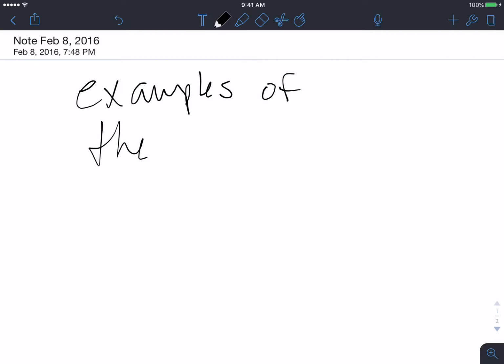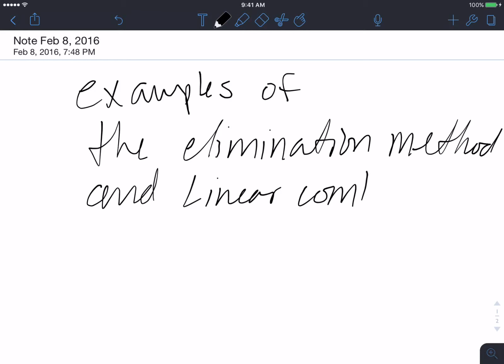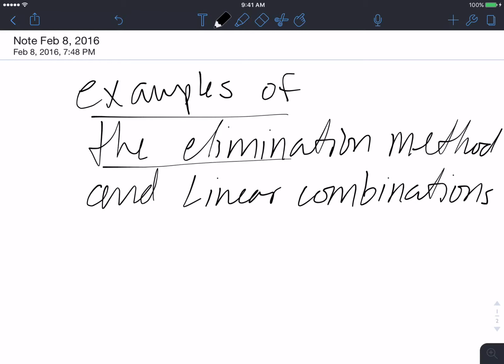Alright everyone, so today we're going to be doing examples of the elimination method and linear combinations. Okay? Kind of a long title here, but you'll get it right now.